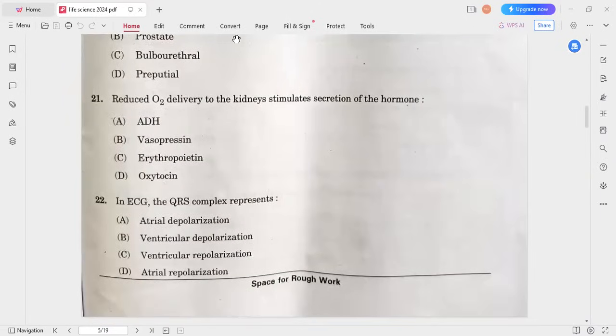Okay, so here the question is based on the ECG. In ECG, the QRS complex represents what? So first, write down the diagram. The waves: the first one is the P wave, then Q, R, S, and then the T wave. So this is the P wave. This one is Q. This is R. This is S, and this is the T wave.